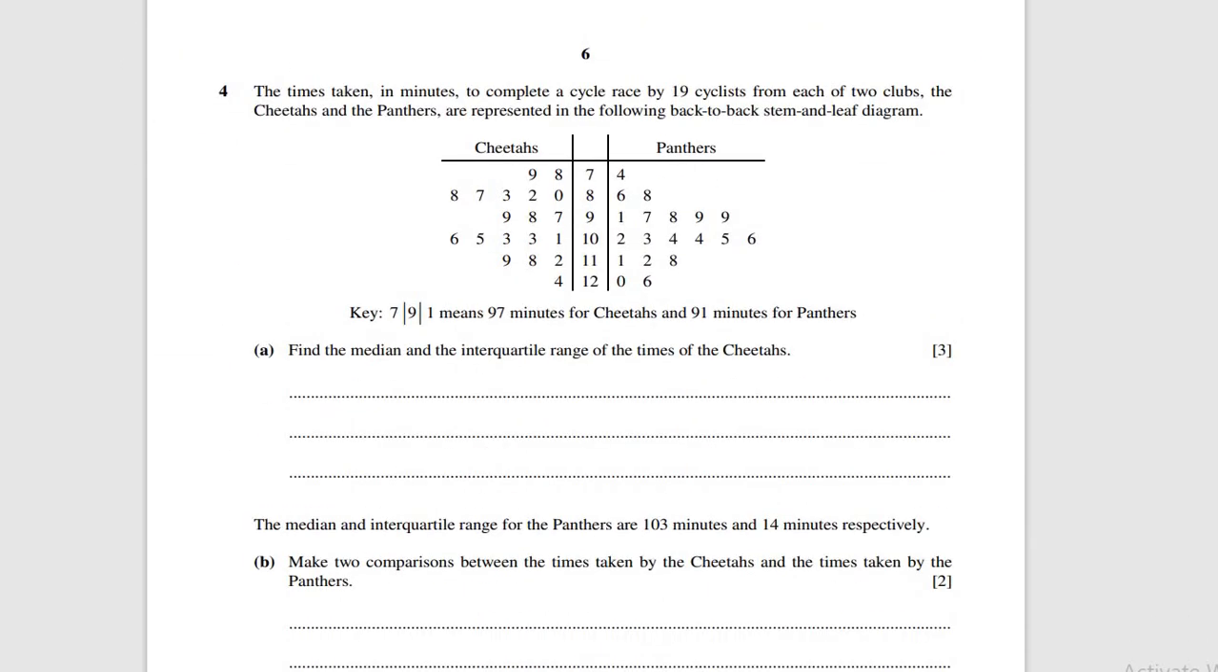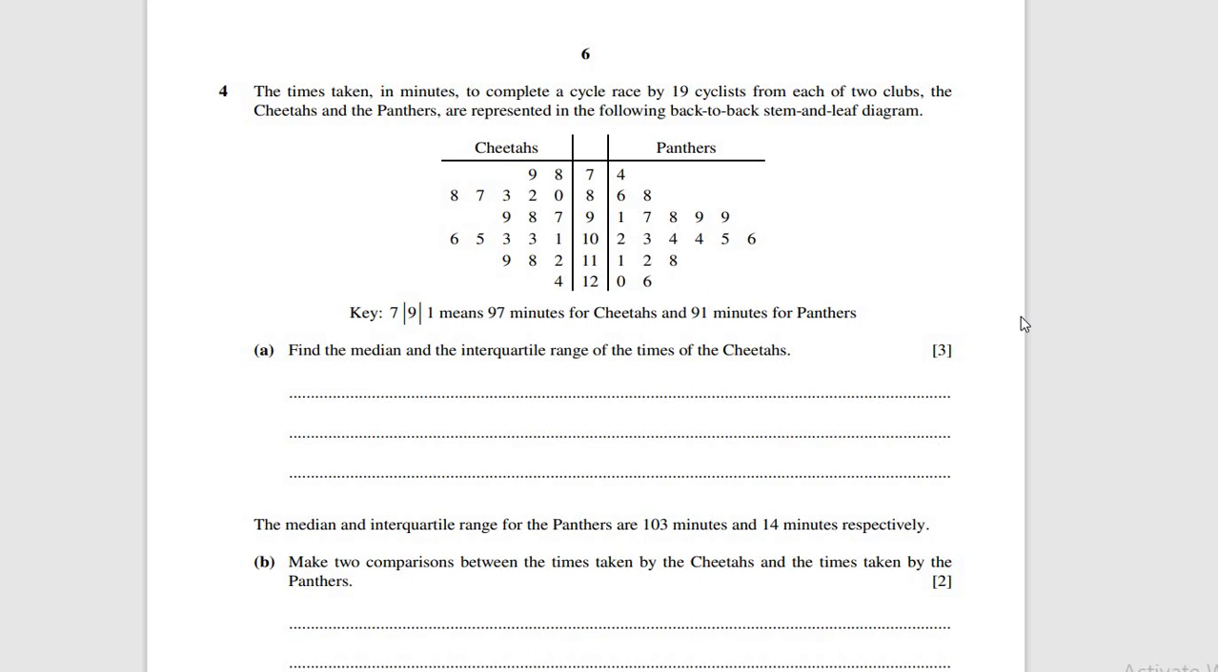Question 4. The time taken in minutes to complete a cycle by 19 cyclists from each of two clubs, Cheetahs and Panthers, are presented in a back-to-back stem and leaf diagram. Of course, look at the key. 7, 9 means 97. And 9, 1 to the right, 91. 9, 7 to the left, 97.